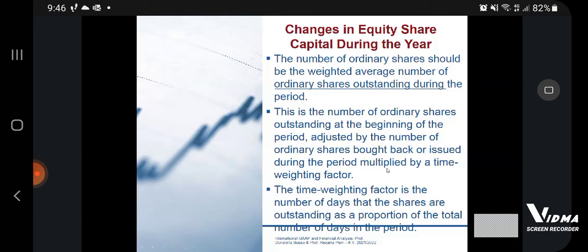The time weighting factor, explained over here, is the number of days that the shares are outstanding as a proportion of the total number of days in the period. Usually the time weighting factor could be represented like 180 days to 360. 360 is a full year. 180 days are 6 months. But you may also use the number of months to put it simply and to have simpler calculations.